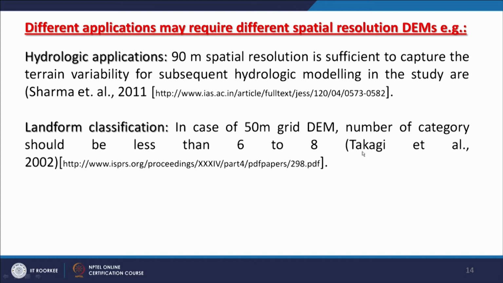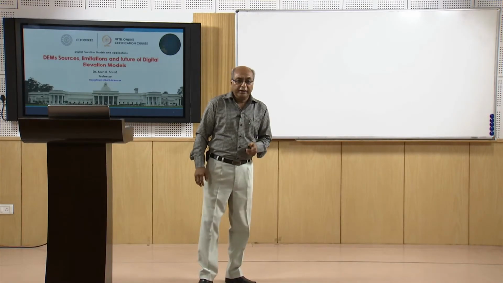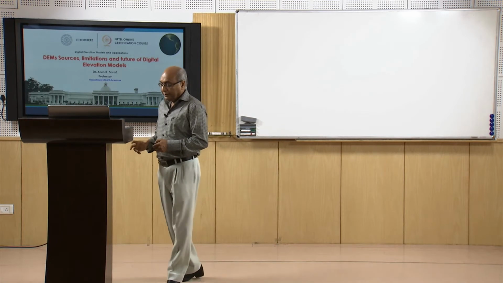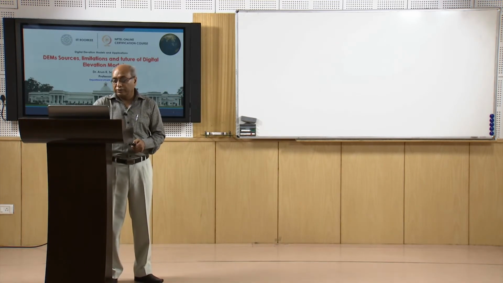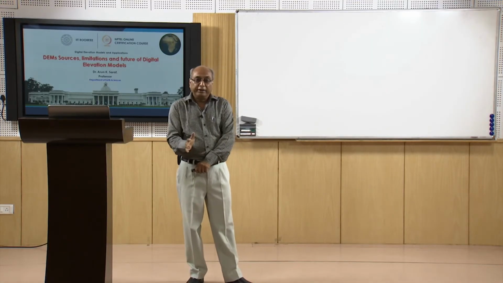This was assessed by Takagi et al. in 2002. And for other terrain parameters like slope, aspect and other things, and maybe for a small area, the optimum grid cell size or the spatial resolution may be in the range of 5 to 20 meter. Again, these will depend on terrain complexity and terrain derivatives. The terrain complexity means whether the terrain is highly rugged or smooth or a plain area.